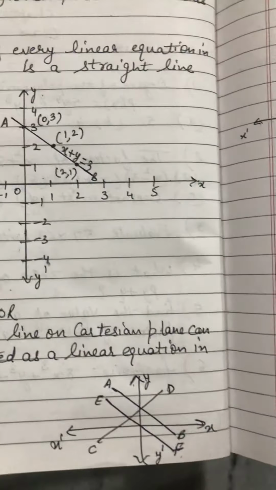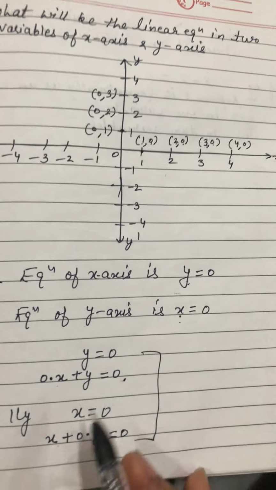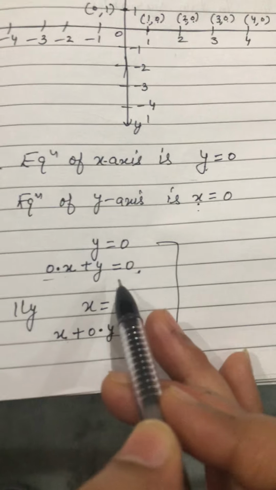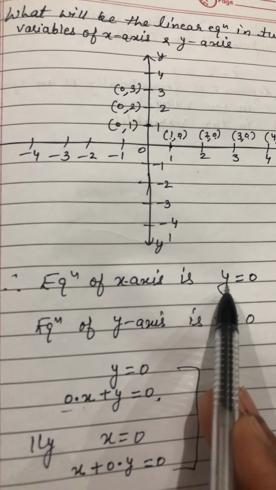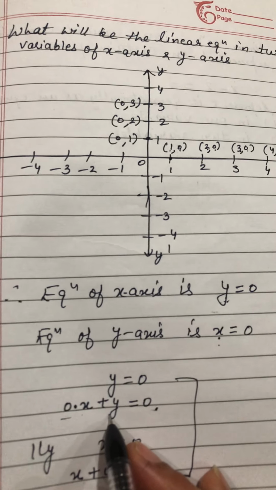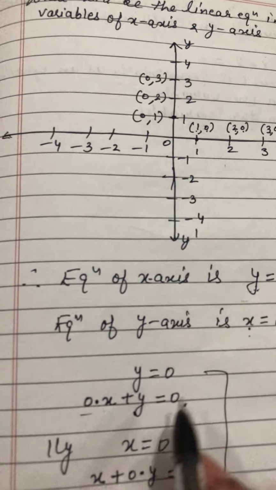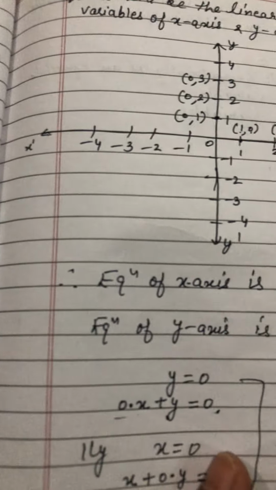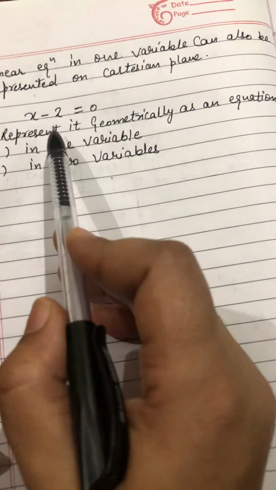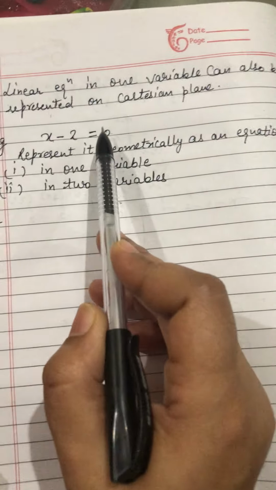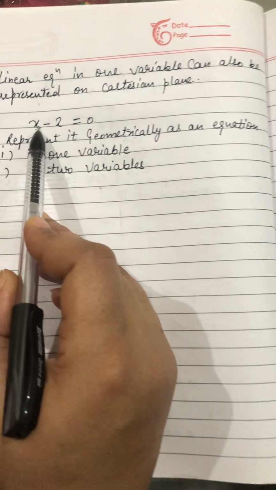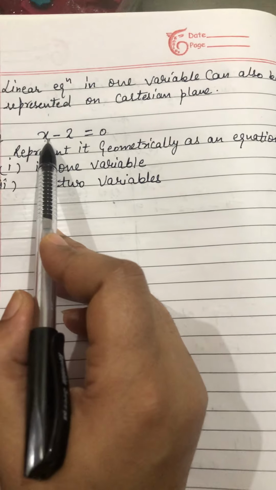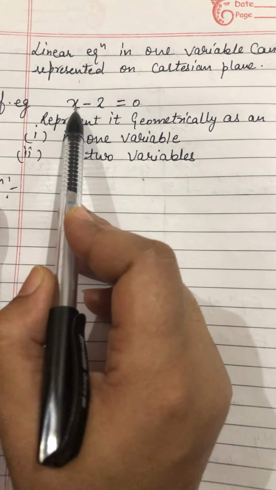So if we want to represent these linear equations in two variables or a linear equation in one variable, this is a linear equation in one variable, but we can change it into a linear equation in two variables. So it means these can also be represented on the Cartesian plane. I am taking an example, x minus 2 equal to 0. As you can see, only one variable is used here, x. So this is an example of a linear equation in one variable.